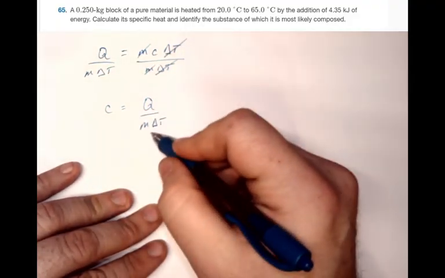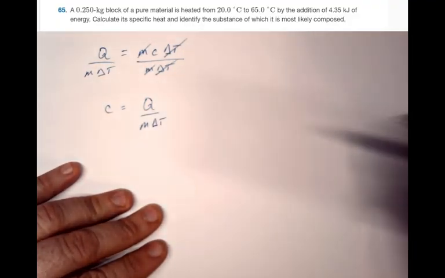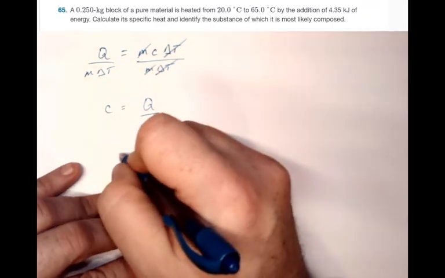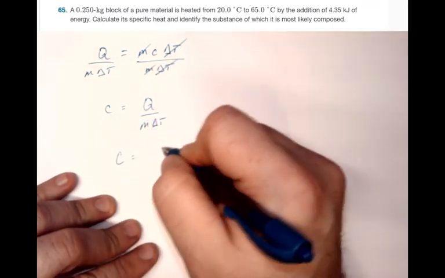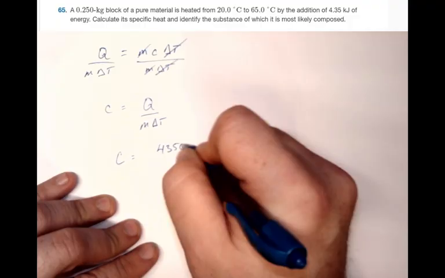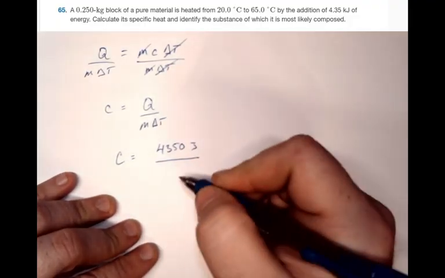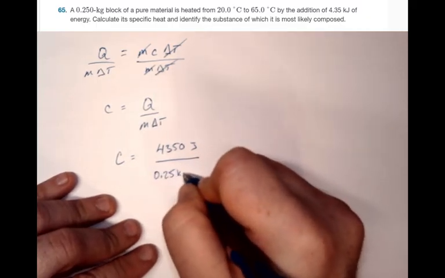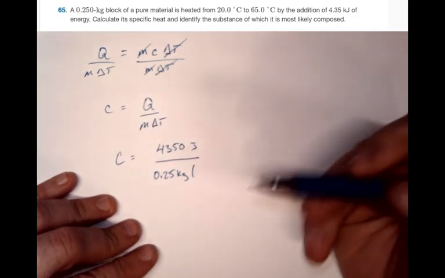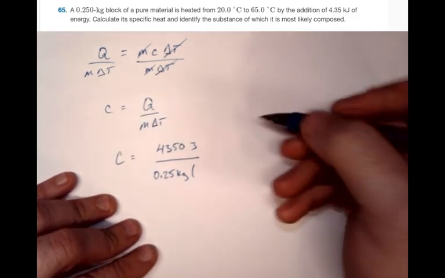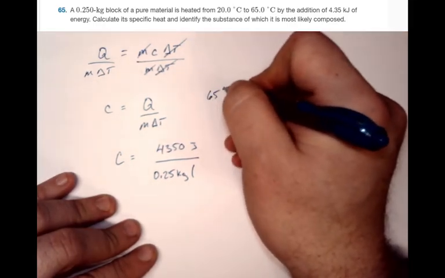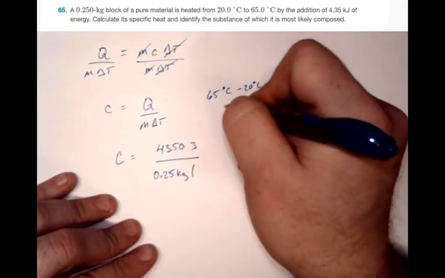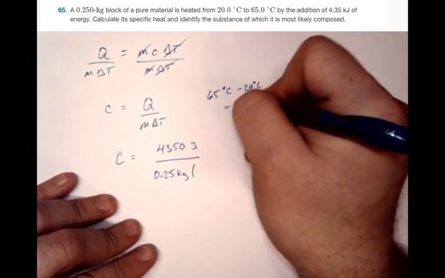All right. So now we can put in the things that we have in the problem. Our heat is 4.35 kilojoules. So C is 4350 joules, and we're using 1/4 of a kilogram, 0.25 kilograms. And it goes from 20 to 65 degrees Celsius. So 65 degrees Celsius minus 20 degrees Celsius is 45 degrees Celsius.